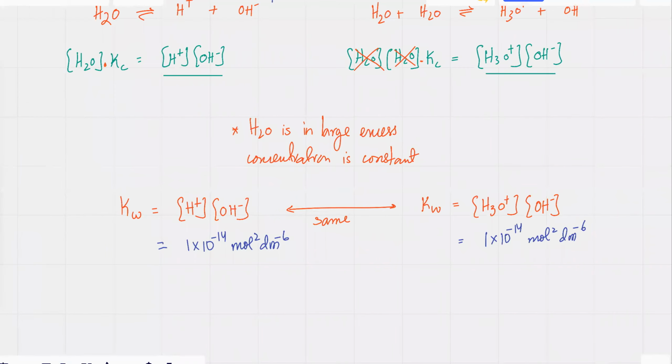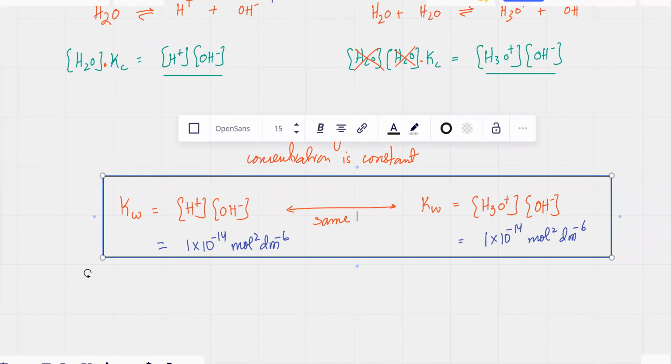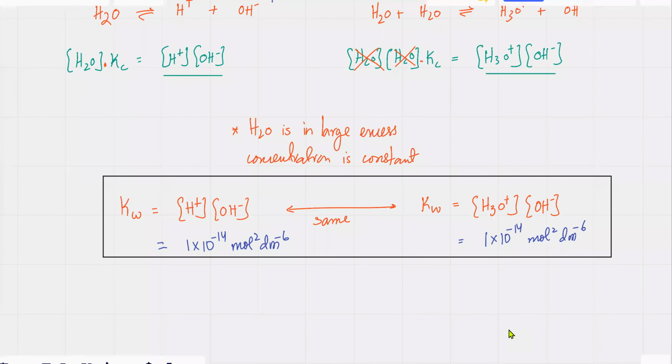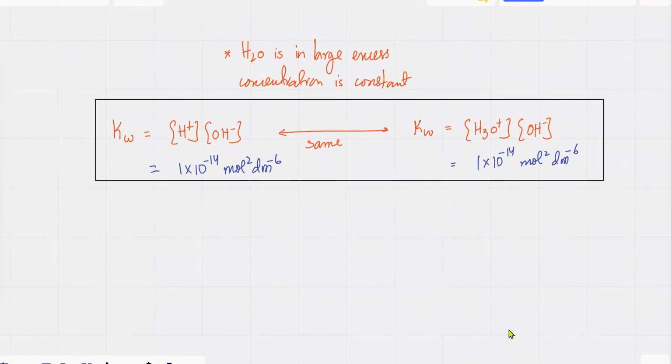Whether it's H3O plus 1 or H plus 1, it's the same thing. That's why the equation doesn't really matter that much. Is this clear? Yes.